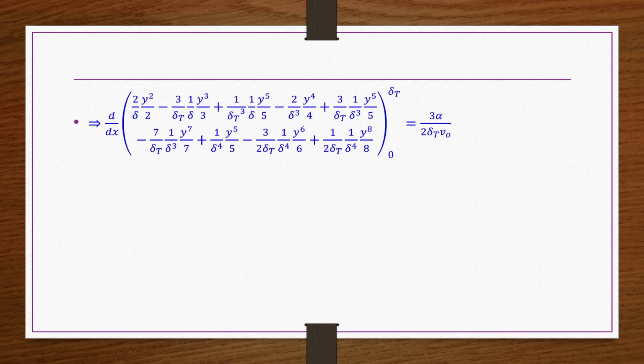So, when you do y square by 2, y cube by 3, y power 5 by 5, y power 4 by 4, y power 5 by 5, y power 7 by 7, y power 5 by 5, y power 6 by 6 and then y power 8 by 8 are there. That is what we get after integration. Remaining terms are constant, we are keeping as it is, limits 0 to delta t and then right hand side term as it is, we are not doing anything, right.